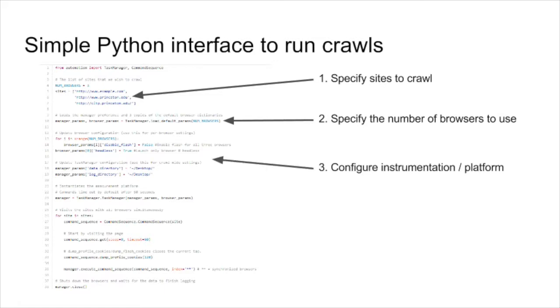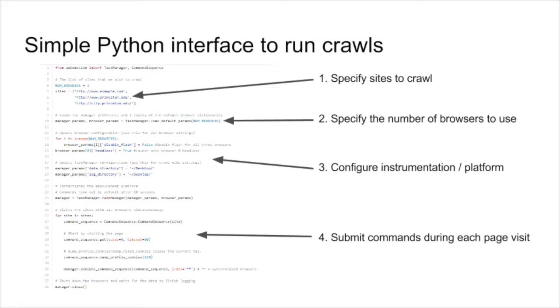Third, you need to configure the platform. We have a bunch of default settings that make sense for many studies, but maybe you want to change something like enable or disable Flash, or for example, enable or disable certain instrumentation. And next you need to define the commands you'd like to submit when you make the page visit. In this example, we'll first get the site, sleep for 10 seconds, and then access the browser's cookies to see what changed during the site visit.